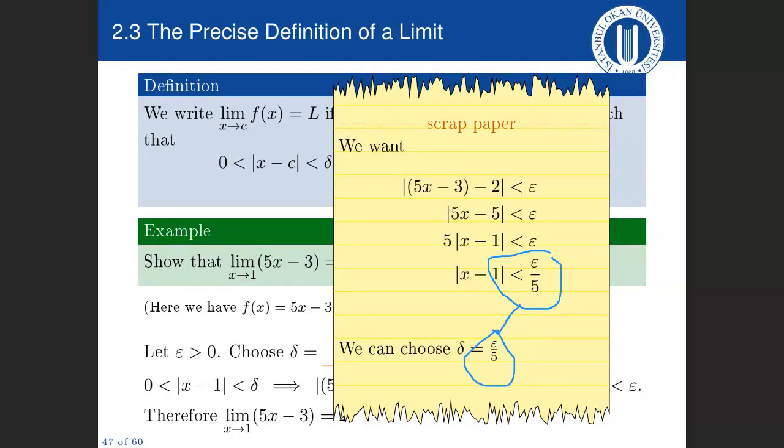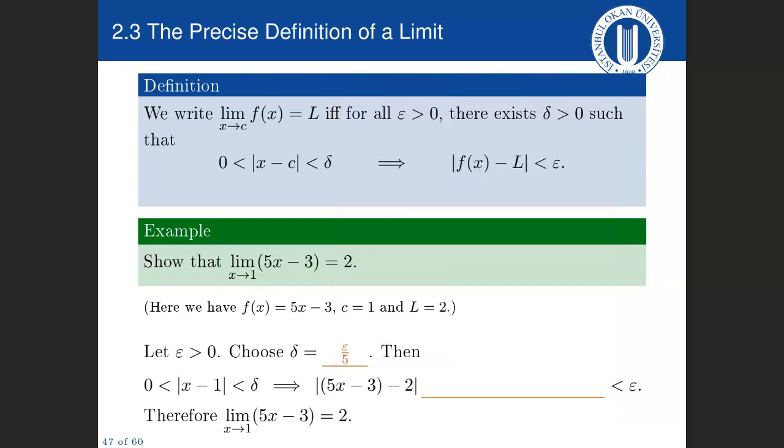Okay, let's get rid of the scrap paper. I can fill in epsilon over 5 just here. And then I need to fill in the second blank. I need to prove that if delta is equal to epsilon over 5, then the absolute value of 5x minus 3 minus 2 is less than epsilon. So basically, I'm going to be doing what I did on the scrap paper, but in reverse.